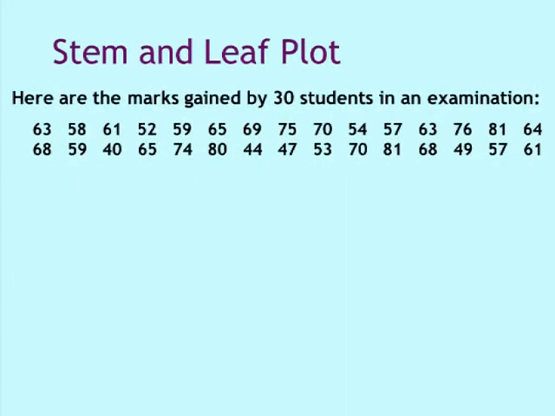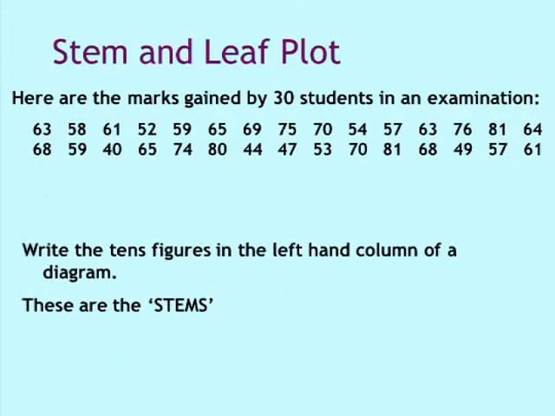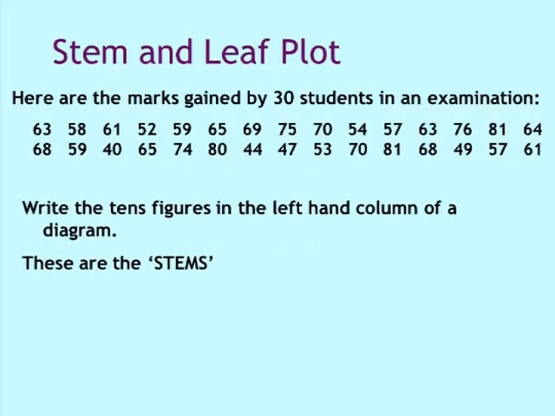To explain the stem and leaf plot, I am going to take this example. Let's look at marks obtained by 30 students in an examination. Now we have marks, that means we have 30 entries for this particular data set. How to make a stem and leaf plot out of that? So what we do first is, we have these as 2 digits in one particular number. So the tens figures are written in the left hand column of the diagram here, which are known as stems.